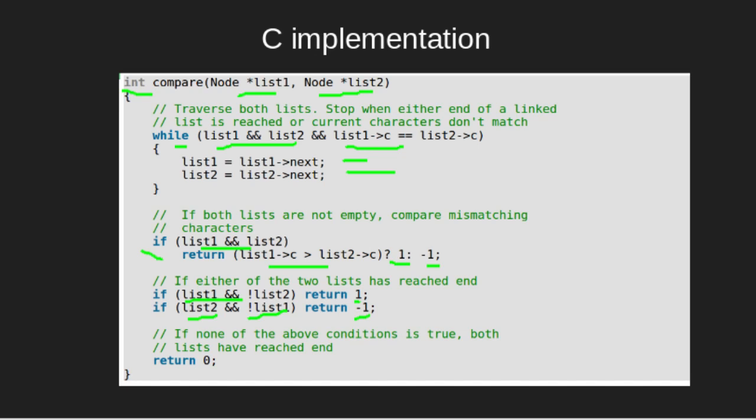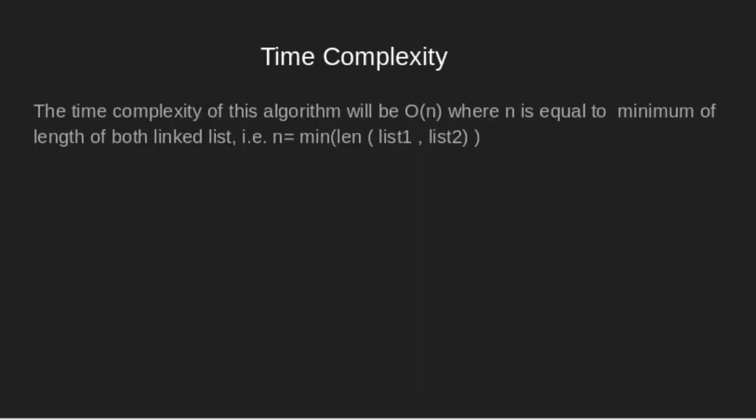There may be a doubt about where we are handling the case when both strings are equal. Let's look at the code again. If both strings are equal, then after traversing through the while loop, list 1 and list 2 both become null. So it will not enter any of the if conditions, it will directly jump to the return 0 statement. So this covers all the cases. The time complexity of this algorithm will be O(n), where n is equal to the minimum of the lengths of both linked lists, that is, n is equal to the minimum of the length of list 1 and list 2.